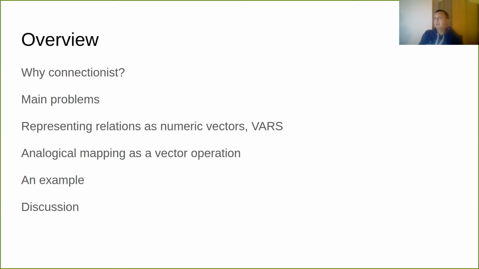And I'll go over a few approaches, and then I'll discuss the approach I introduced, which is called the vector approach to representing symbols, or just VARS. And I will explain VARS and how it can be used. And then I'll show you how VARS representations, so relational structures encoded as numeric vectors, can be used for making an analogical mapping. So the analogical mapping will be described as a series of vector operations.